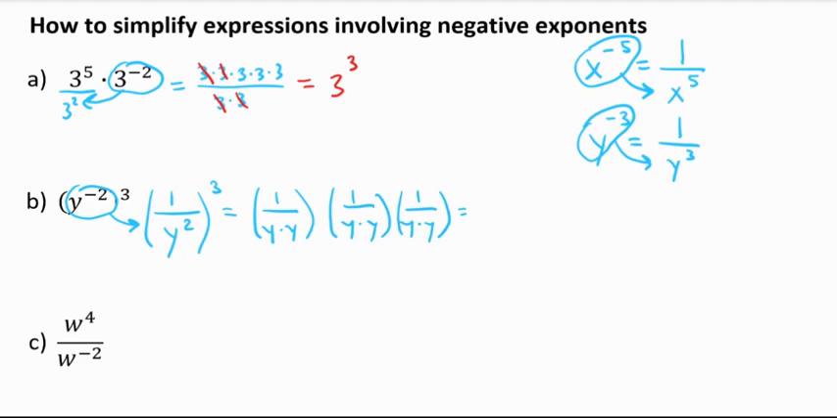Okay, and then let's just count up what we have. On top, I have 1 times 1 times 1, which is just 1. And on the bottom, I have 1, 2, 3, 4, 5, 6. So it's 1 over y to the sixth. And when you have these, you want to make sure that you don't leave any negative exponents in your answers. You always want to have positive exponents. Okay, so again, you're just expanding, getting rid of the negative exponent, and then just expanding and simplifying.